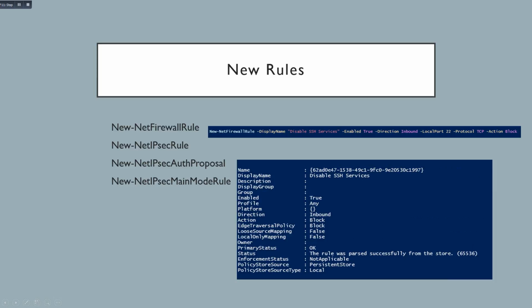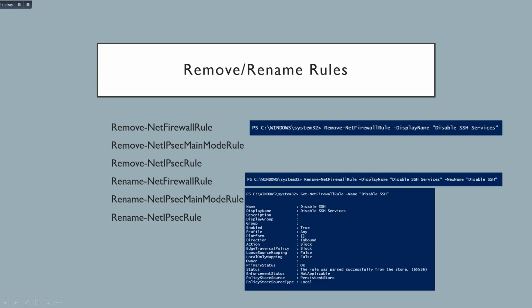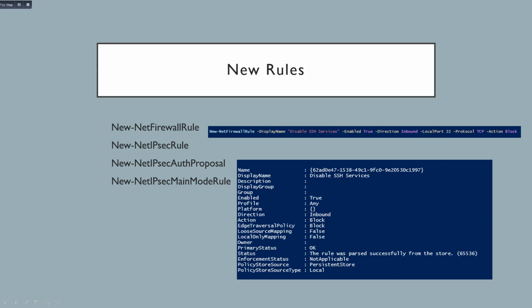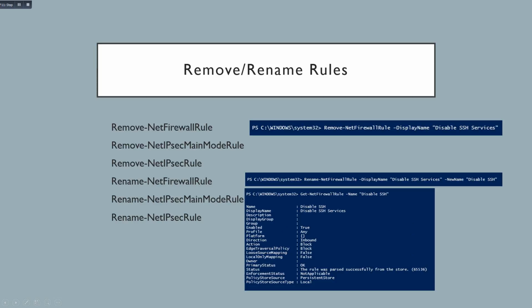So let's go ahead and start with renaming this rule. About halfway down the screen we have the Rename-NetFirewallRule. The display name which was given to it from here is disable SSH services, and the new name we're going to give it is disable SSH. So you see after it is completed that disable SSH is set as the name itself.